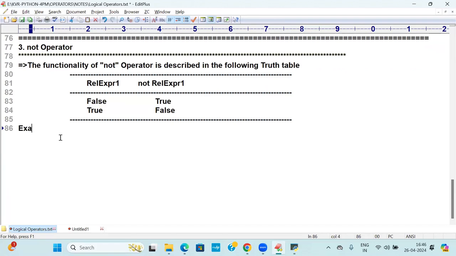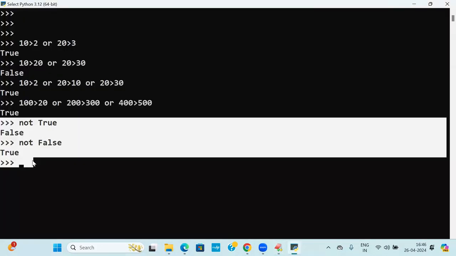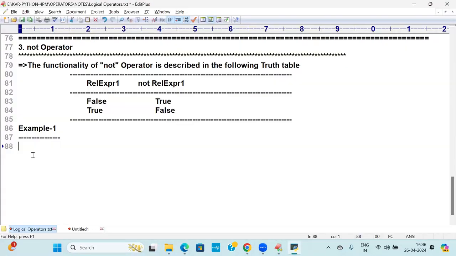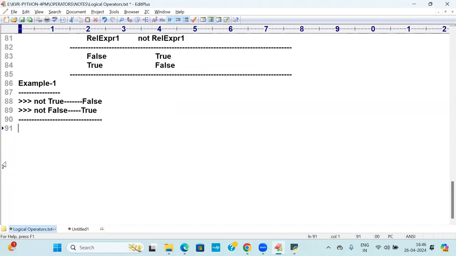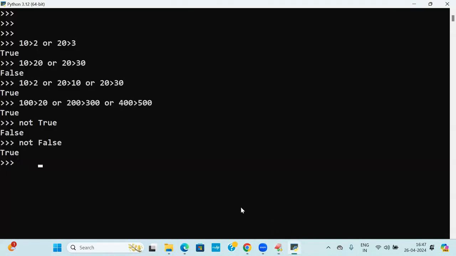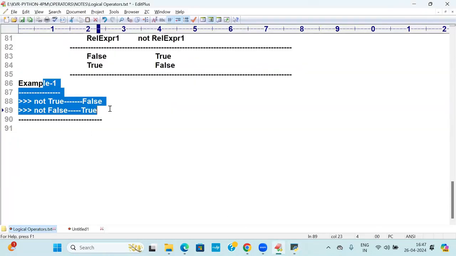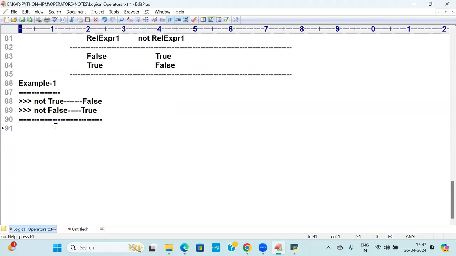As I said, this is example number 1 that I already wrote here. Carry out. This is the one. Not true. This is the one. Not false. This is the one. I hope you are getting it. Clear? Yes. Now I'm entering further. See students, how simple it is. Done. Now example number 2.